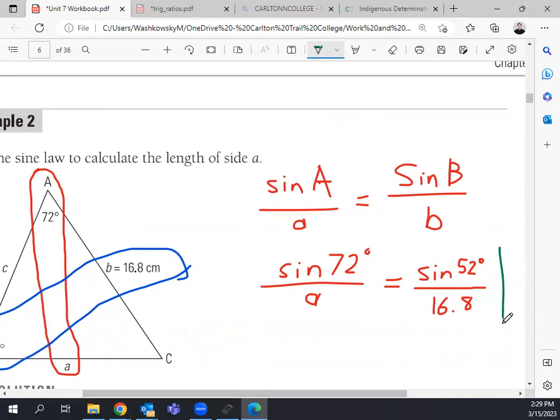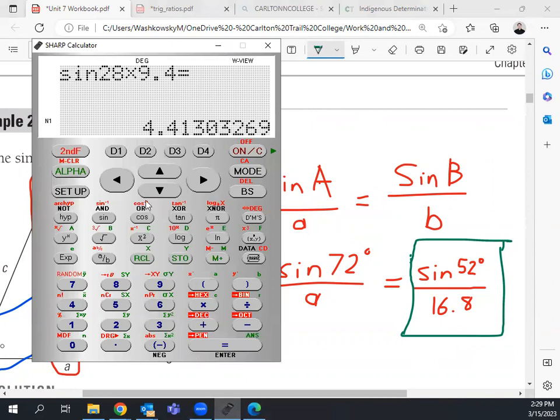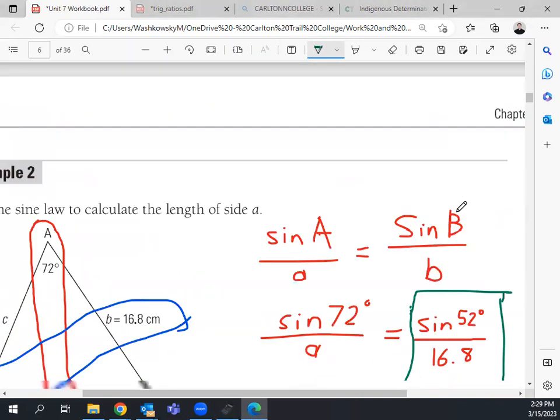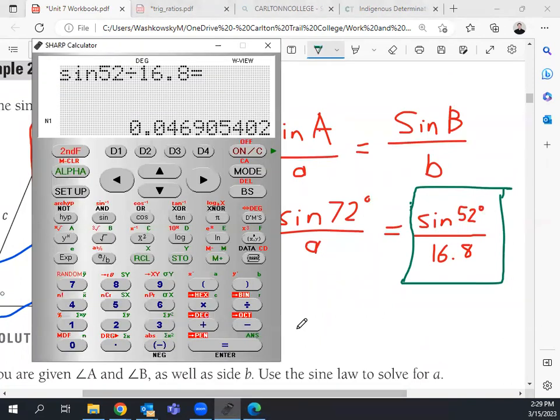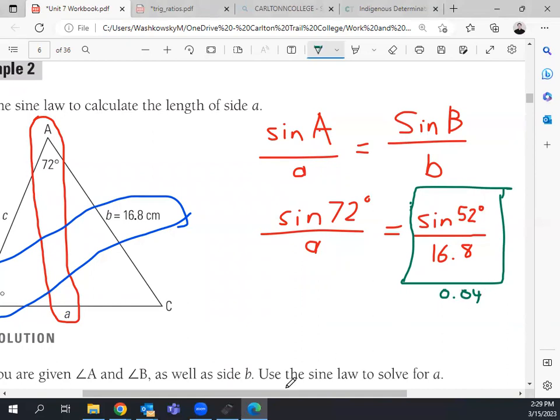So the sine law says that if I take this and punch this in a calculator, and I want you to do that right now, take the sine of 52 divided by 16.8. Oh, I did it wrong. I timesed it for some reason. So take the sine of 52 divided by 16.8. So right now, if you do that, you get something. Again, don't write this down. I'm just writing it down to show a pointer.